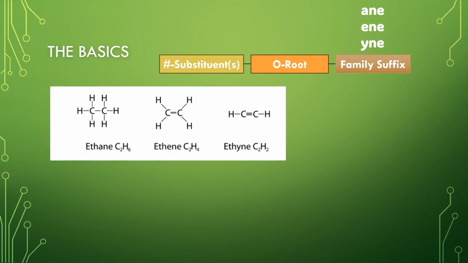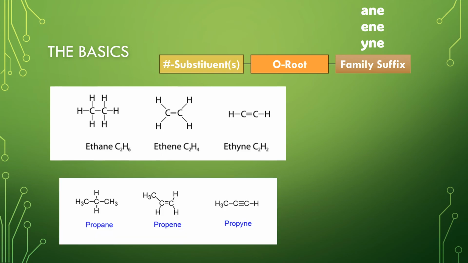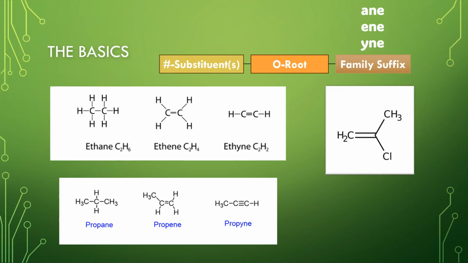And we see the exact same pattern on those with three carbons: propane, propene, and propyne. Prop indicating three carbons, and then the family suffix telling us the bonding pattern of those carbons and thus the organic family. So let's look at one with a substituent. As always, consider pausing the video to name it.